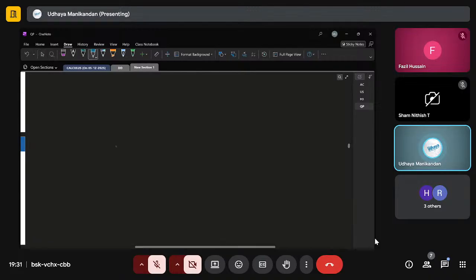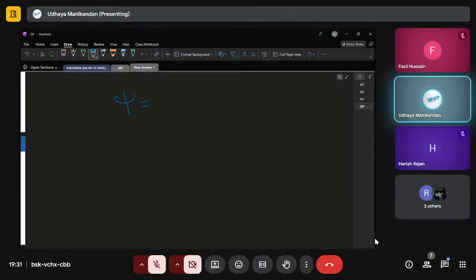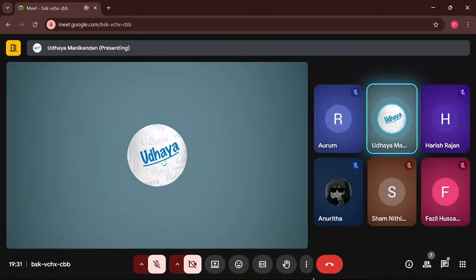So what is psi? The expression which we deduced for psi is psi is equal to A e power minus iota by h cross into (E t minus p x). So what happens?